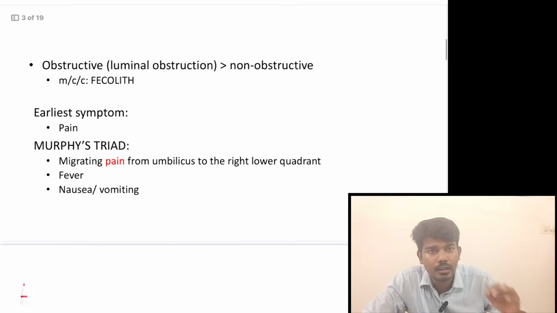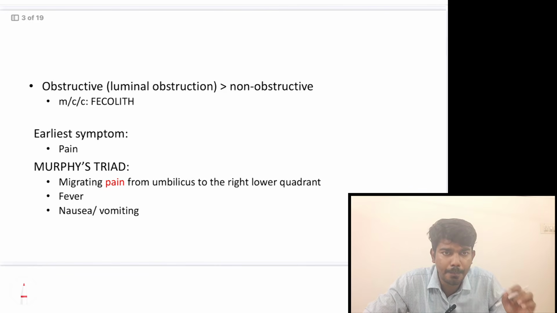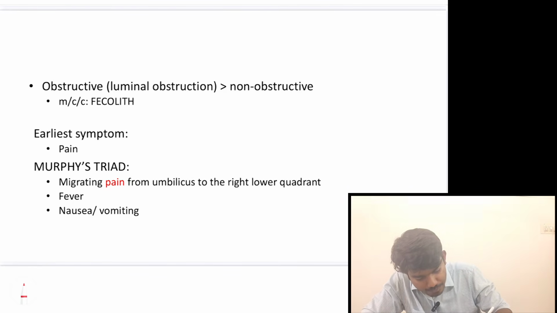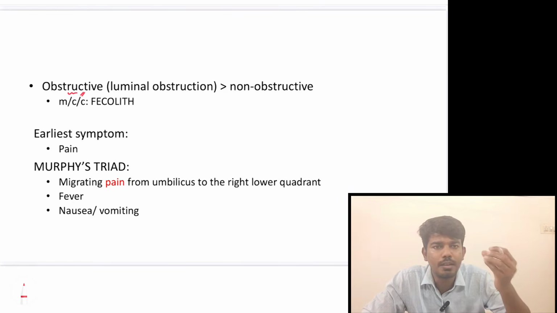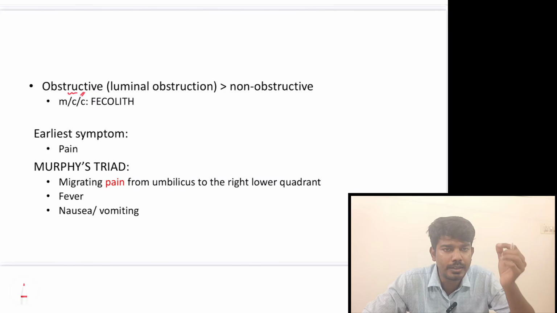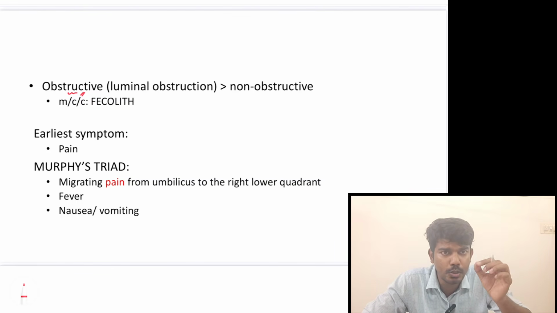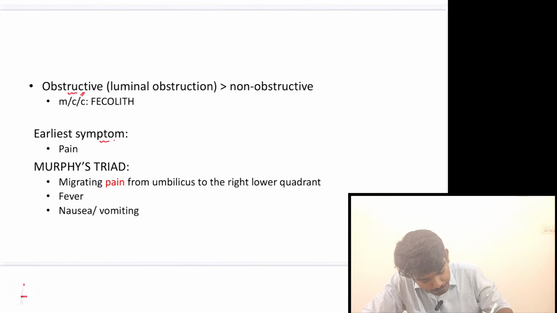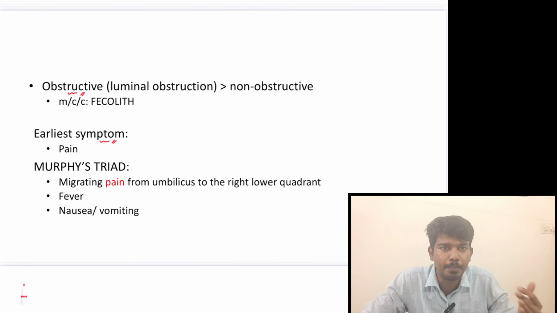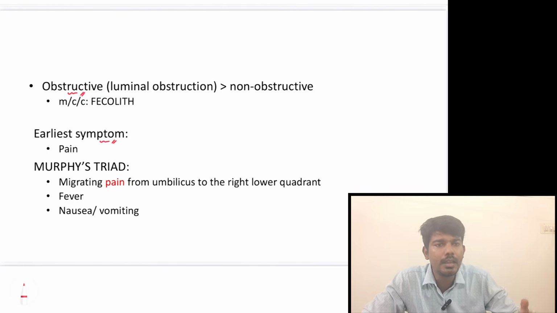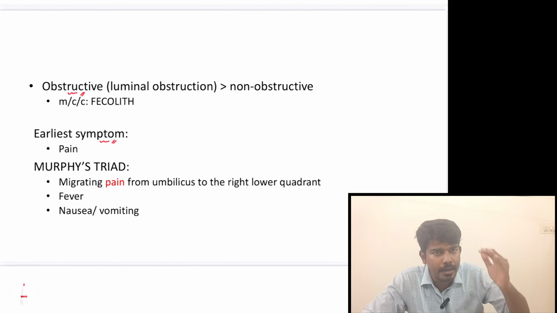Then, what is the cause of appendicitis? The most common cause is obstructive, because of a fecalith. If the fecalith obstructs the lumen, that causes appendicitis, followed by other non-obstructive causes. What is the earliest symptom? The earliest symptom of appendicitis is pain, usually in the umbilical region. It will be migrating towards the right iliac fossa.